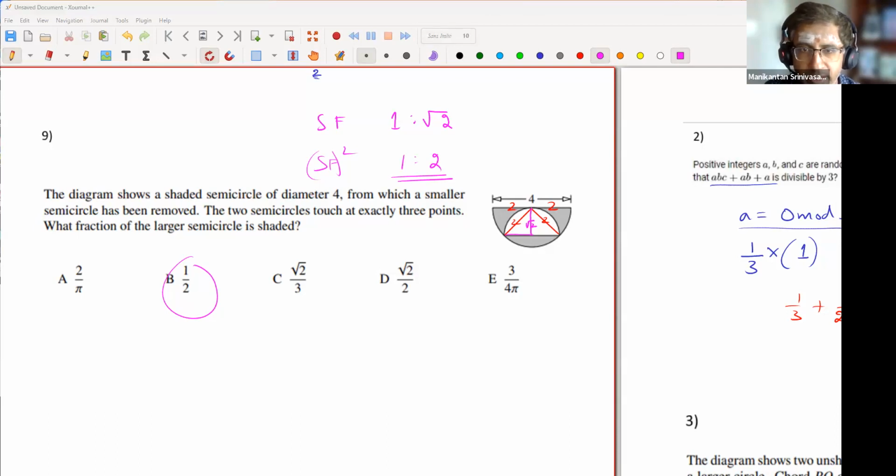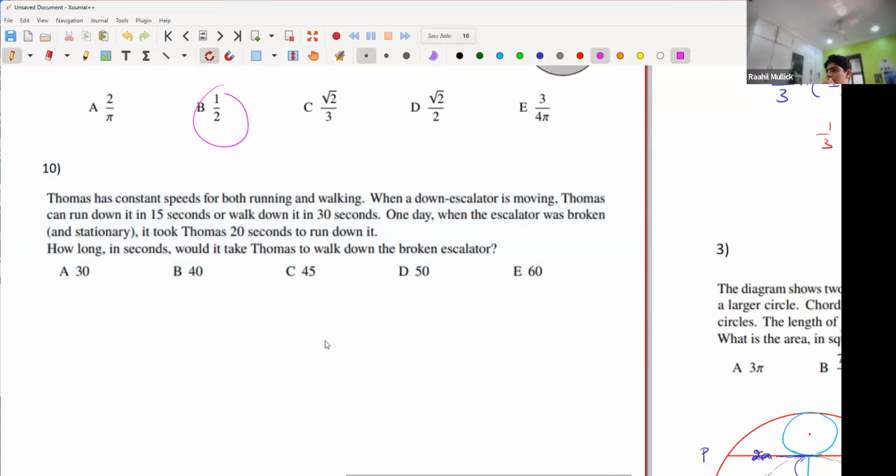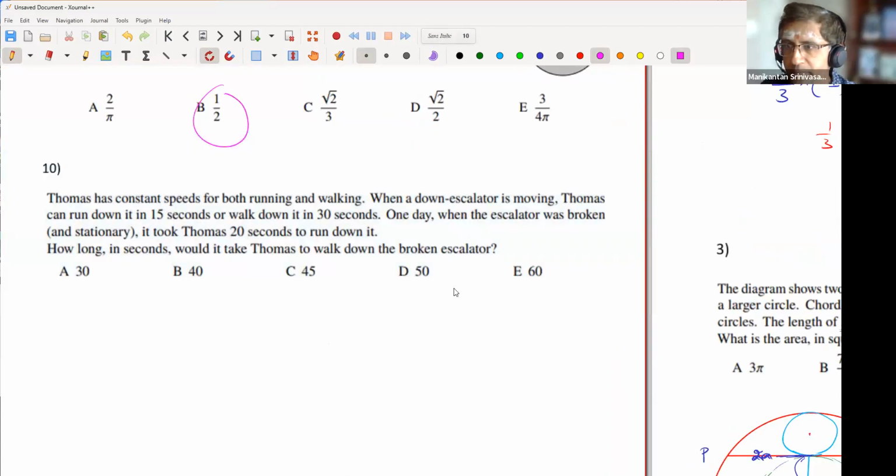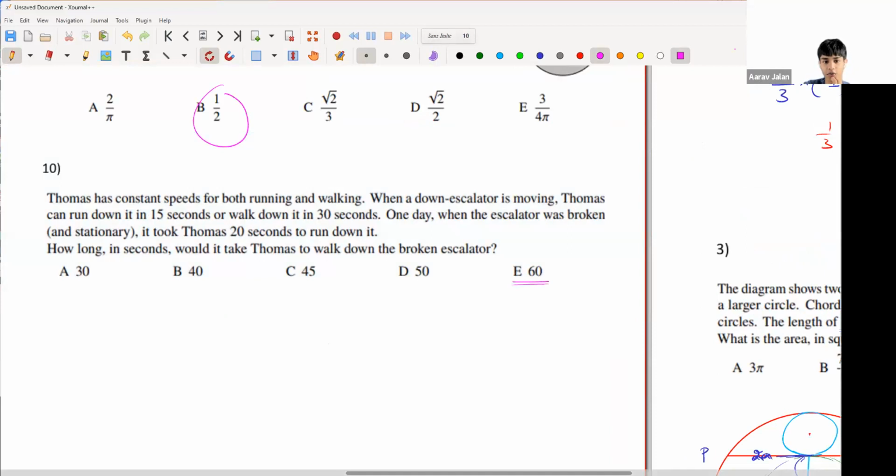Rahil, what did you get on question 10? E, 60 seconds. I got 40. Okay. Arav, what about you? I got 40, but I wasn't sure. Any other answers so far? I got E, sir, 60. Even I got 60. Okay, multiple 60s.